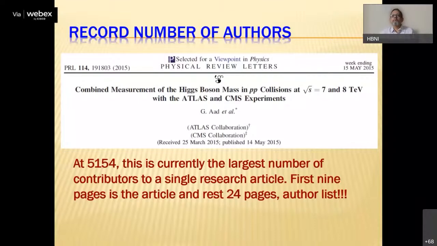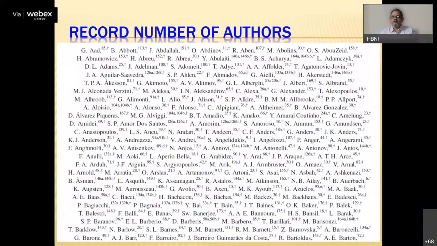And when you look at this paper, the first 9 pages of the paper is the actual scientific content, and the rest 24 pages is just the author list. Okay, you can see the author list here. Because of this large number of authors, it was very difficult to decide whose contribution was more than the other. So they simply went for the next possible solution, that is, put all the names in alphabetical order. So all these 5,100 odd names actually appear in alphabetical order in this paper.